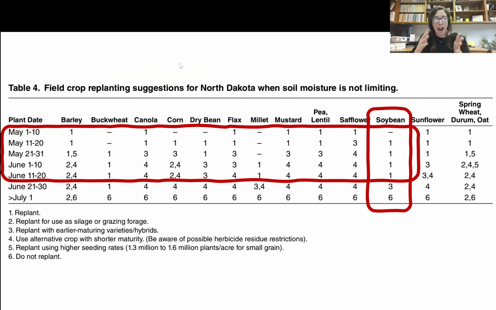Saying that, after June 20th and before July 1st, you might still replant, but something that you should consider is changing that maturity group and making it a little bit earlier. After July 1st, the recommendation is do not replant. There's not enough time for that plant to actually yield enough to make an economical decision.